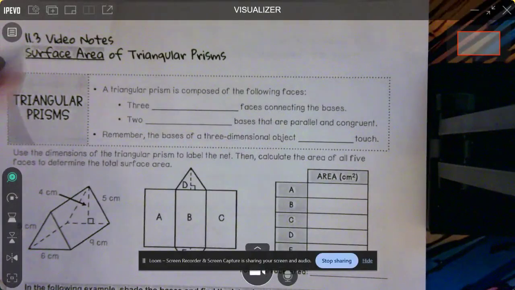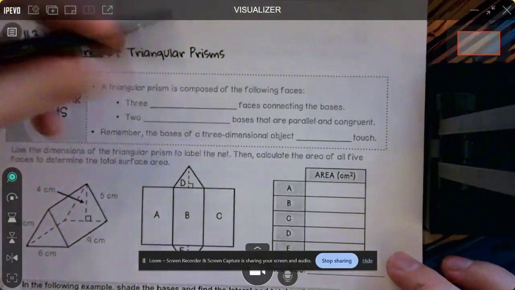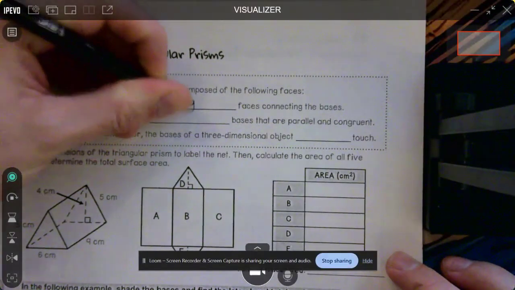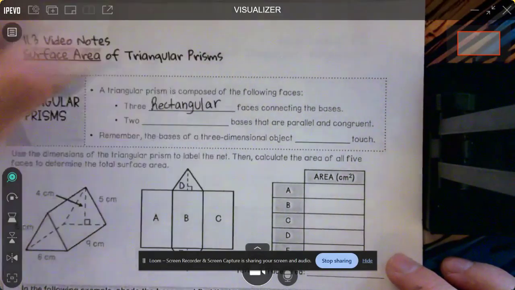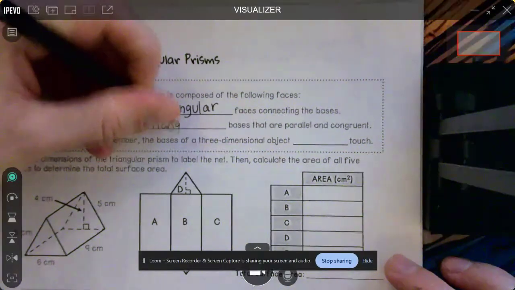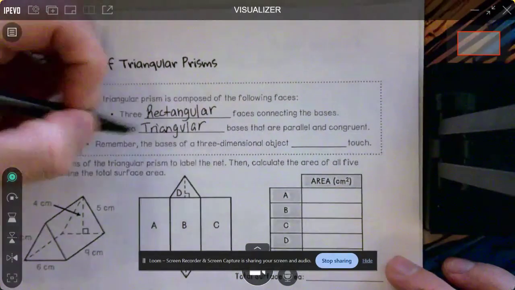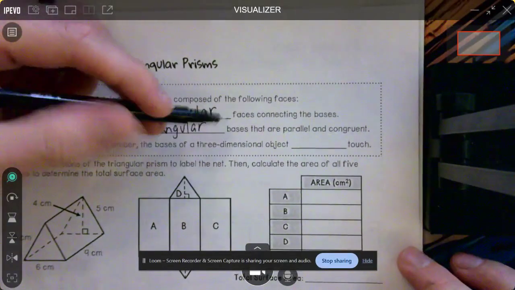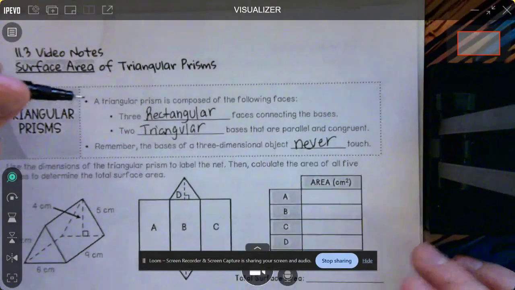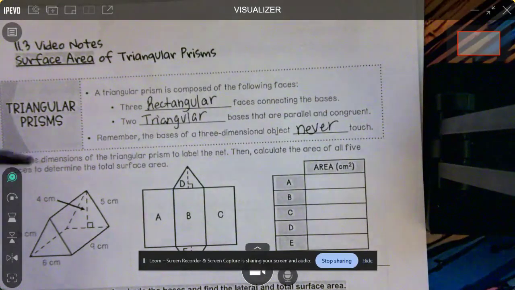and volume. So first part is just surface area. So a triangular prism is composed of the following faces. So we have 3 rectangular faces, which connect to 2 bases. The 2 bases are 2 triangular bases that are parallel and congruent. So remember, the bases of a 3-dimensional object never touch, and they also name the figure. So triangular prism means the bases are triangular.